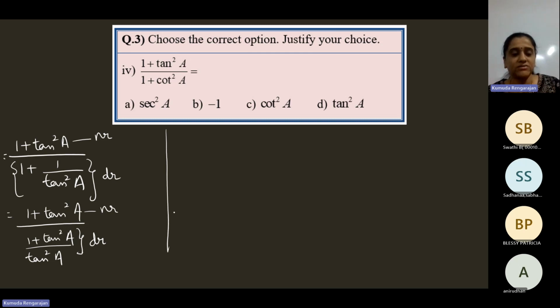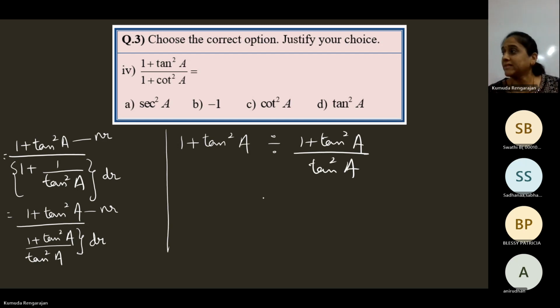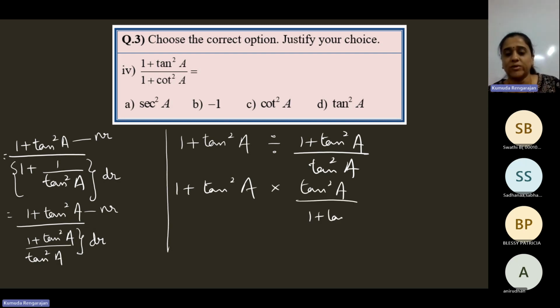So it is 1 plus tan square A. This is the numerator divided by 1 plus tan square A by tan square A. So 1 plus tan square A into tan square A by 1 plus tan square A. So tan square A.